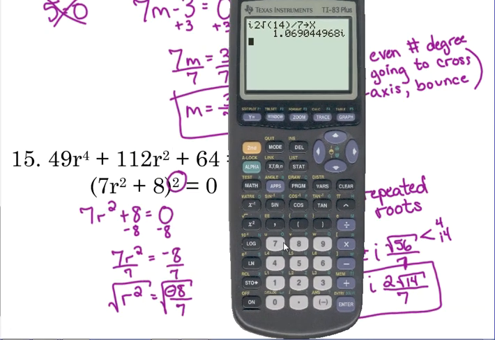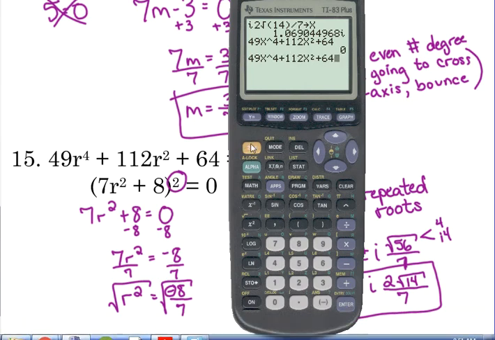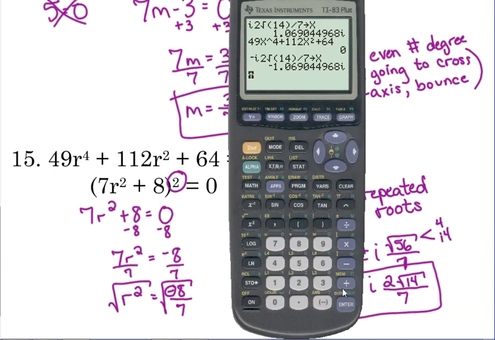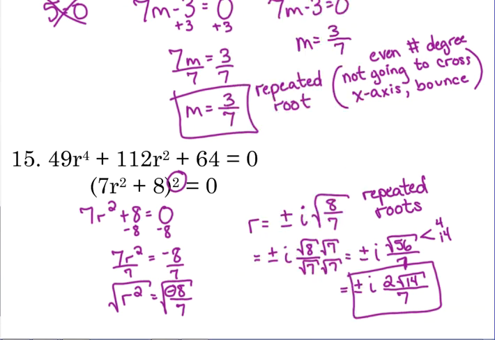Let me go back and type in my original equation. 49x to the 4th plus 112x squared plus 64. It gives me 0. Now, if that one gives me 0, the negative one's going to give you 0. But if you wanted to check it, you can. Just go up here and stick a negative in front of it. Store it as x. Type in your equation again, or second enter. You get 0. So both of those work. They are repeated, and those are your 4 solutions.